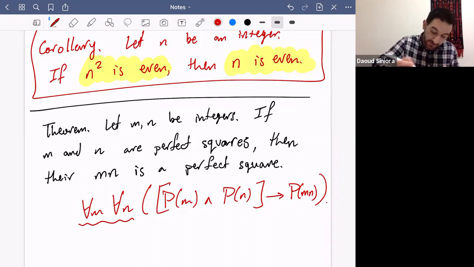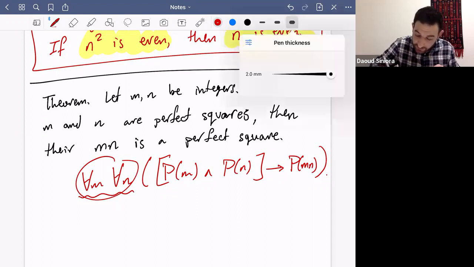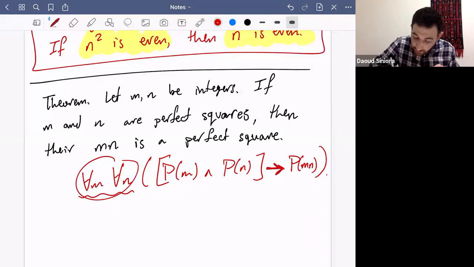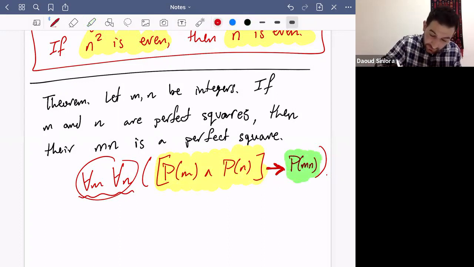So let's prove this. What is the strategy here? To take care of the universal quantifiers, we choose arbitrary integers m and n. And now we need to prove that this conditional statement is true using a direct proof. What is the strategy here? We assume that the hypothesis is true, and then we show that it follows that the conclusion is true. Okay, so this is the strategy. Let's proceed.